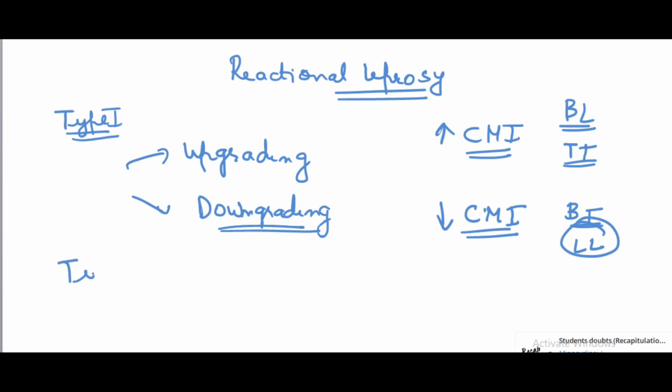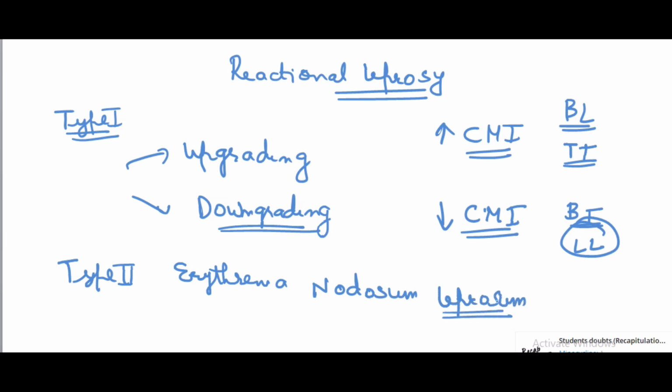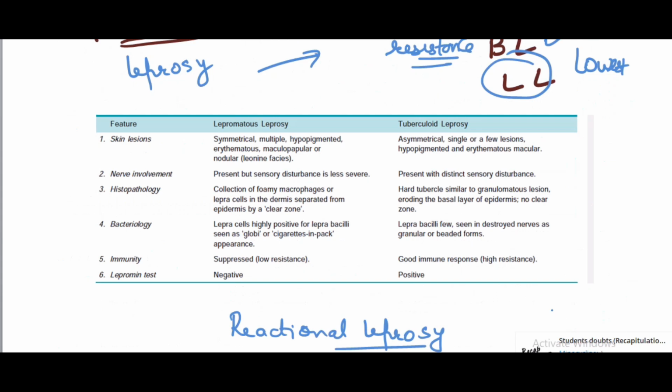The type 2 is erythema nodosum leprosum. It occurs in a lepromatous patient after treatment, where you will see tender cutaneous nodules, fever, synovitis, lymph node involvement. Now these are the differences between the 2 types, lepromatous leprosy and tuberculoid leprosy.